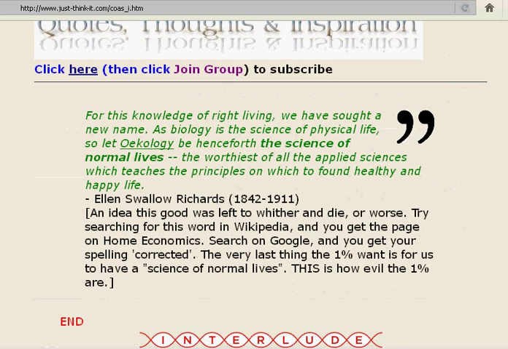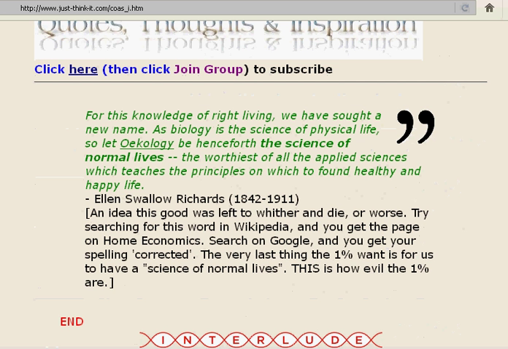For this knowledge of right living, we have sought a new name. As biology is the science of physical life, so let oecology be henceforth the science of normal lives, the worthiest of all the applied sciences, which teaches the principles on which to found healthy and happy life. Ellen Swallow Richards.